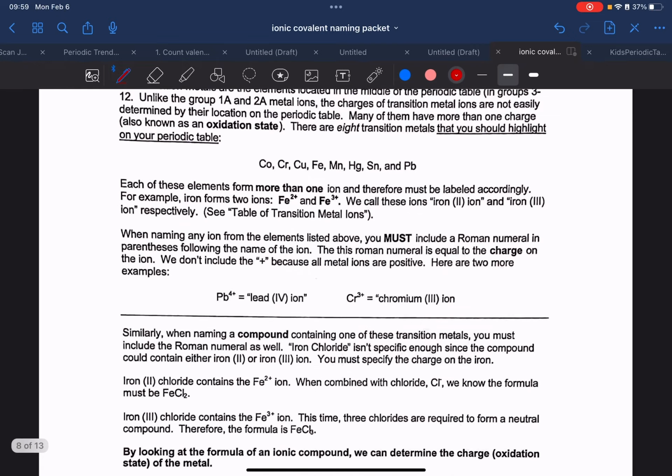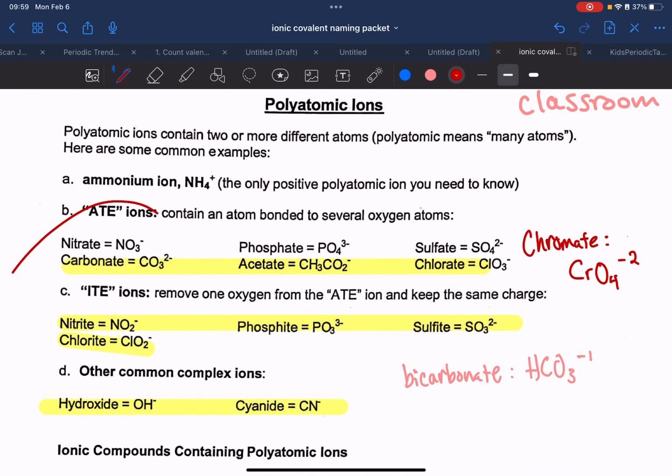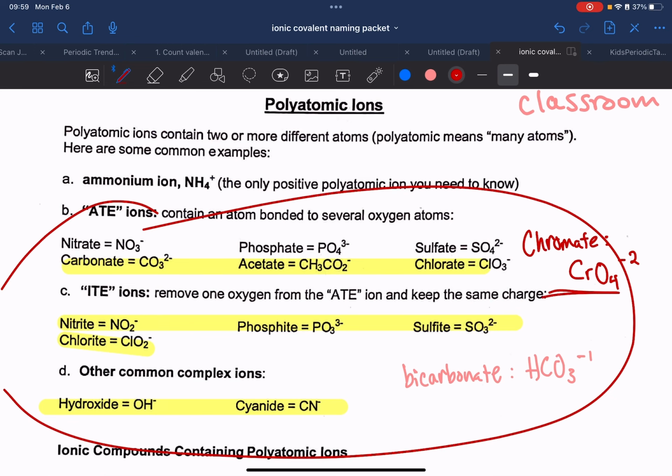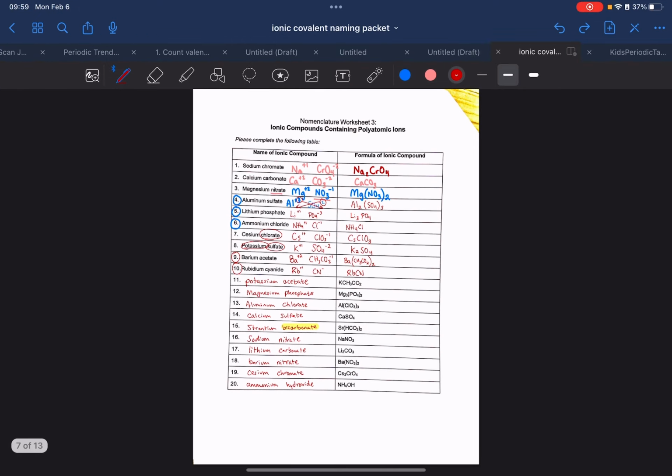Remember, your polyatomic ion sheet is in this packet. It's all of these, plus chromate and bicarbonate. You need those two on the polyatomic ion practice right here.